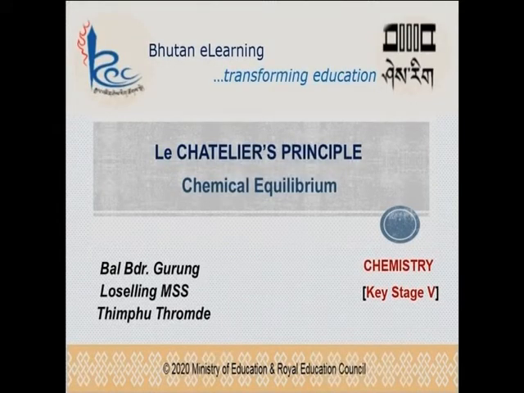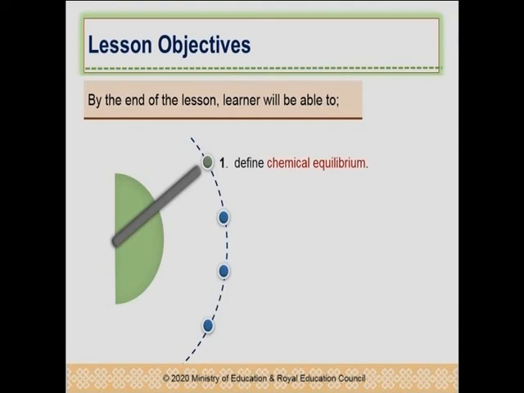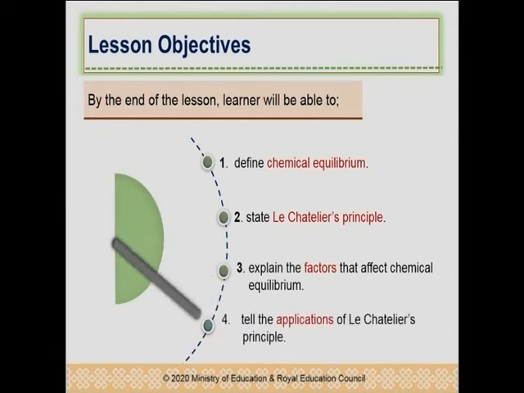So today I'm here for Key Stage 5, particularly for classes 11 and 12. And the topic that we'll discuss today is Le Chatelier's principle in close reference to chemical equilibrium. So let's look at the objectives. Today you will be able to define chemical equilibrium. We'll also look at stating Le Chatelier's principle, look at different factors that affect chemical equilibrium, and finally the application of Le Chatelier's principle.